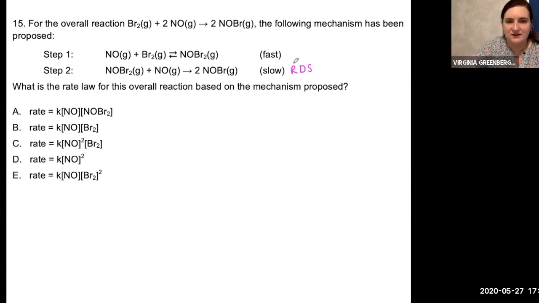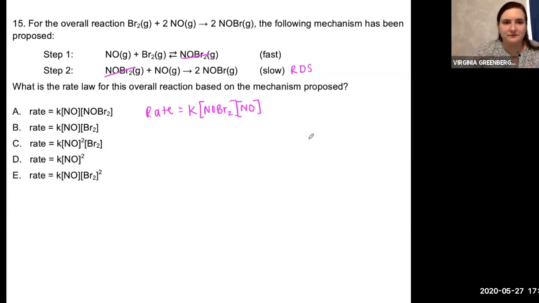And so since the second step is our rate determining step, I'm going to start by just writing the rate with that. So I'll say rate is going to be equal to k times NOBr2 times NO, both to the power of 1. But I can't leave my rate law like this because here I have an intermediate. And I don't want to include intermediate in my rate law. I want to include reactants because those are the things that we're actually scooping into our beaker.